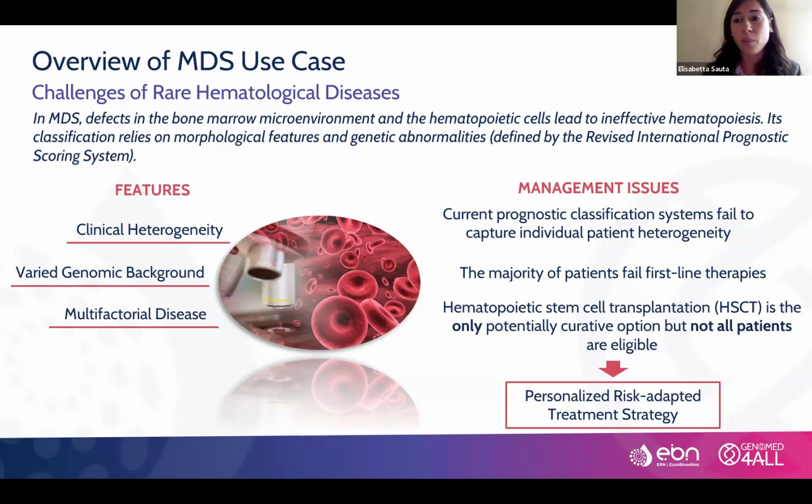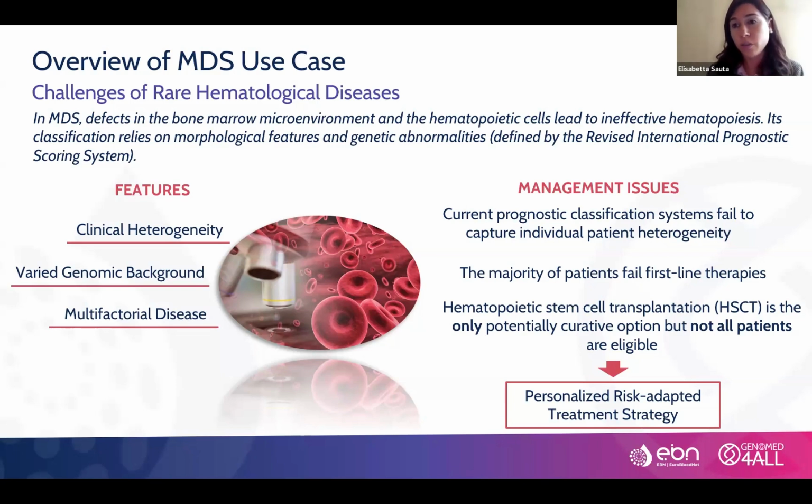this bone marrow microenvironment. Actually, the classification of these patients for their risk stratification relies on morphological and genetic abnormalities defined by the revised international scoring system that is actually used in clinical practice. This, of course, determines some disease management issues because this current prognostic classification fails to capture the individual patient heterogeneity. And the majority of these patients fail first-line therapies, in particular the hypomethylating agent therapy.